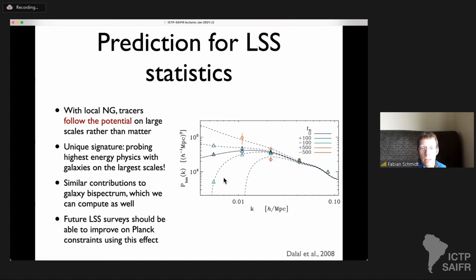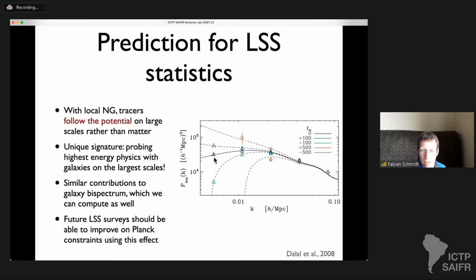So this effect, right? This means galaxies follow the potential rather than matter on large scales. And this effect cannot be mimicked by gravitational evolution. Gravitational evolution also couples large and small scale modes, but that coupling is via the density. Small scale modes in an overdense region form differently than those in an underdense region. But that's density again. So that's the effect we take into account with the B1 term here.